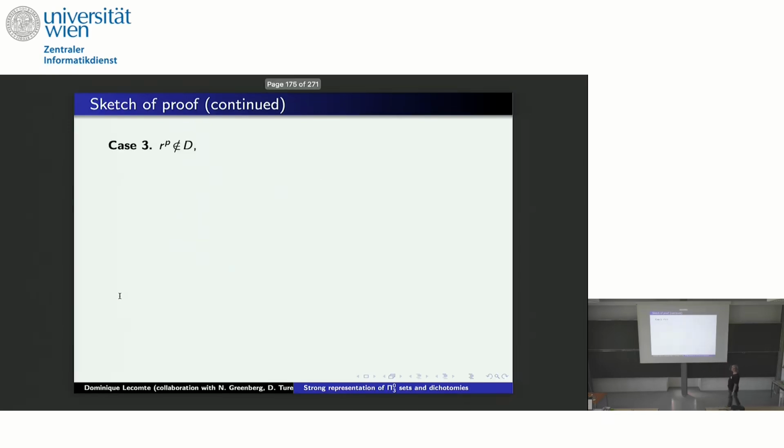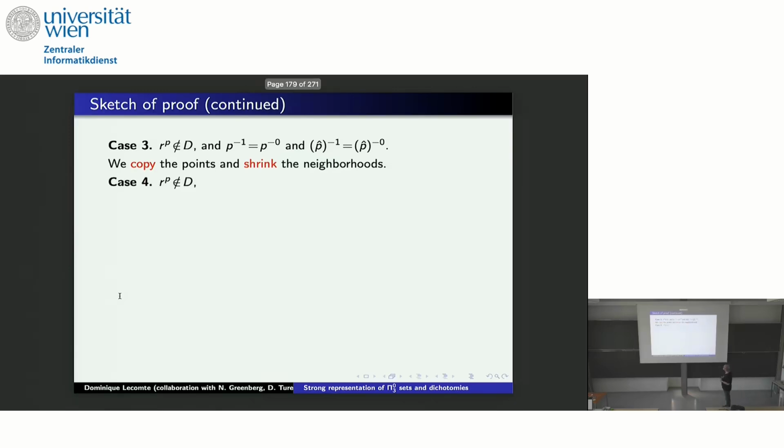So two more cases. Case 3 is another easy case. This time Rp is not in D, and it says that on both sides, the recent past is the same as the oldest past. In that case, you can just copy the point and shrink the neighborhoods, and it works. So this is another easy case.